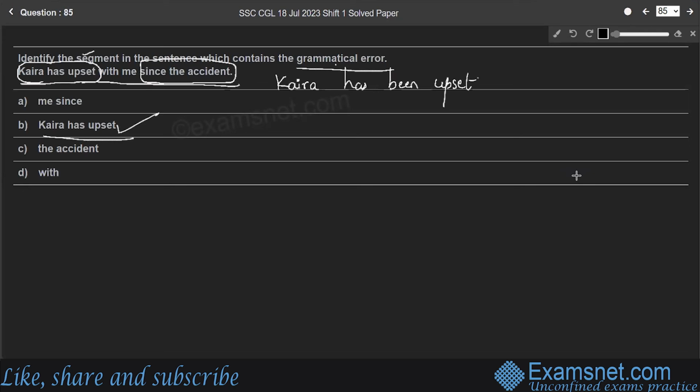Otherwise you can use Kyra was upset also, right? Or you can use is upset also, right? So all these are correct. The proper word would be has been, right? Because of since the accident, right? Since that event, she has been upset with me, right? This would be correct. Therefore, option B is the answer, which has the grammatical error.